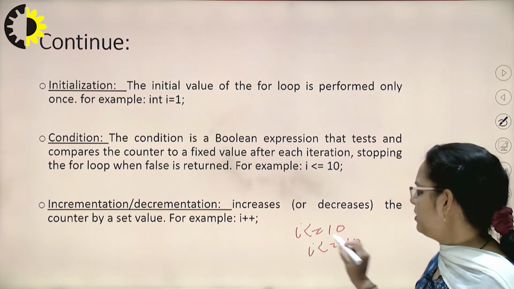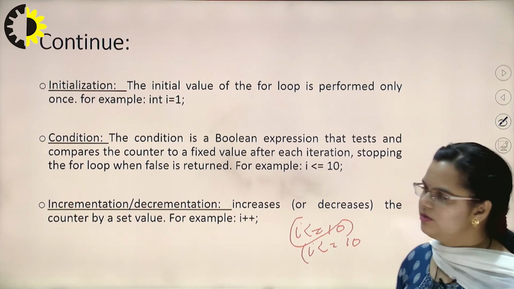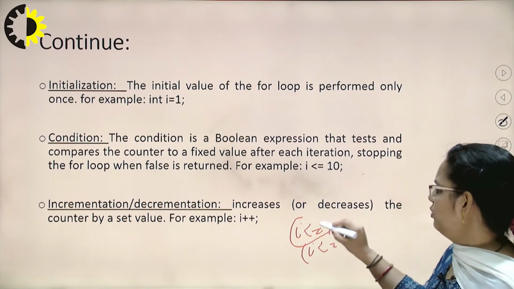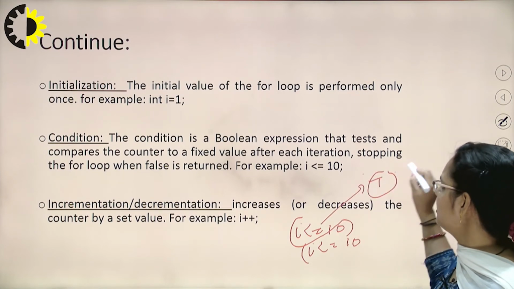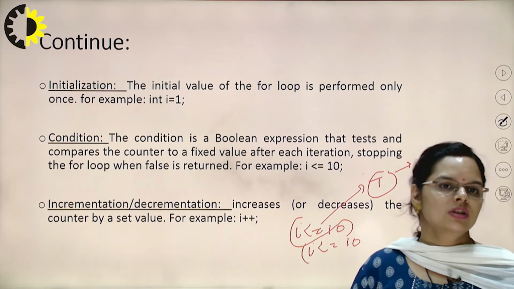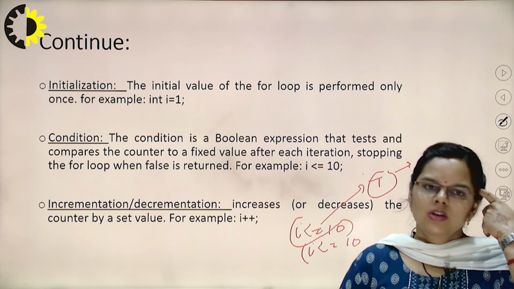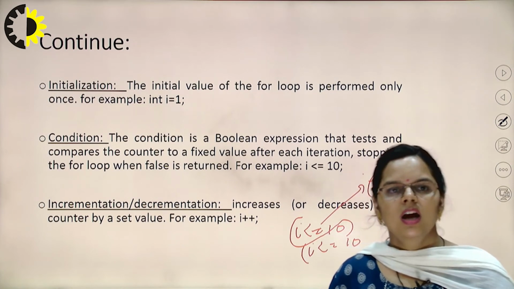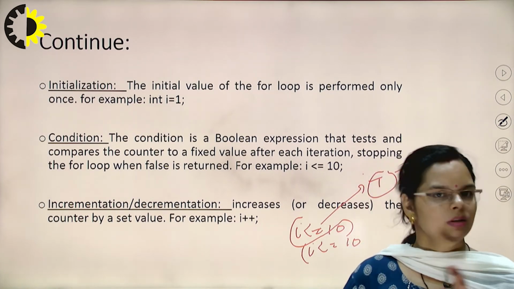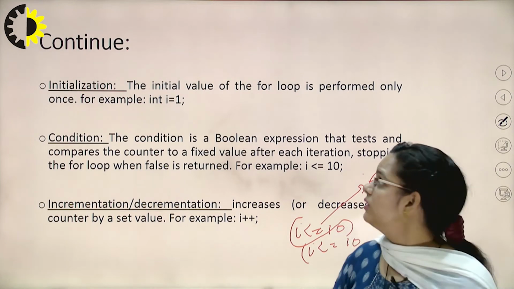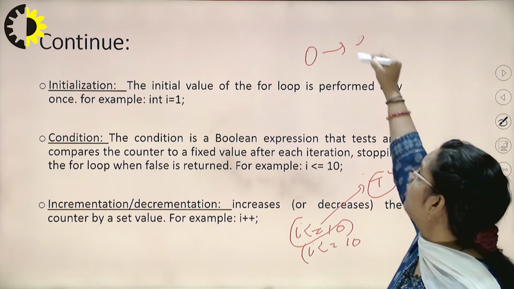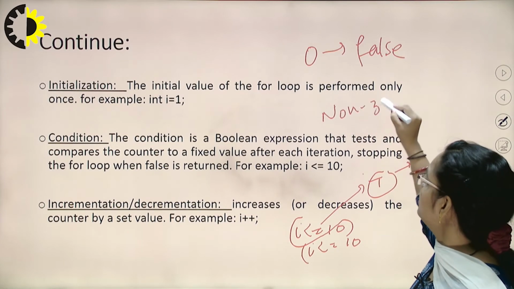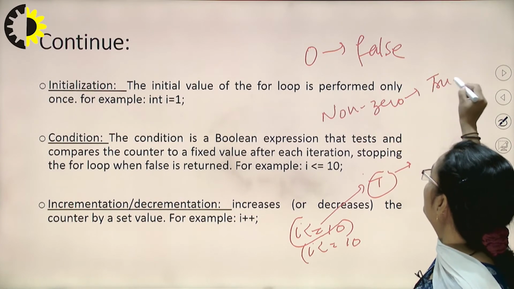See, always remember this is basically a Boolean expression. Why do we call it a Boolean expression? Because if this condition is true, then it returns a non-zero value, and if the condition is false, then it returns 0. So for 0, the compiler knows that the condition is false, and for any non-zero value, the compiler knows that the condition is true. So always remember, 0 is for false, and any non-zero value apart from 0 means true to the compiler.